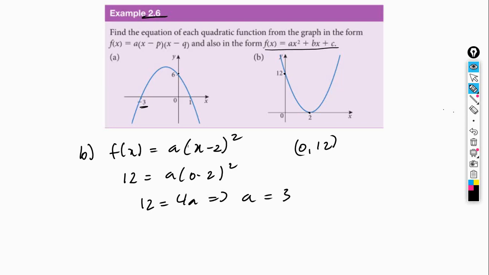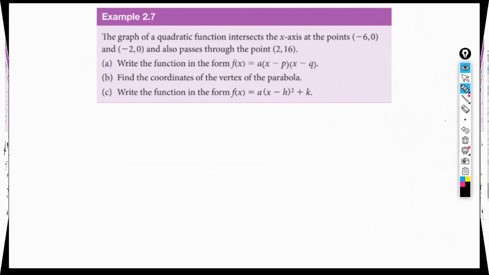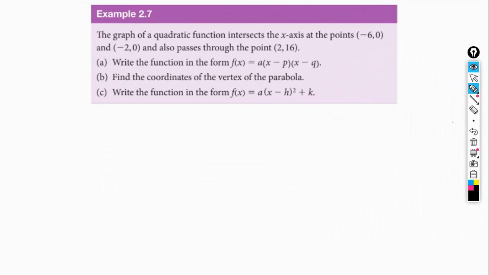And then finally, we have that the function is f of x equals 3 times (x minus 2) squared. And for the standard form, all we have to do is expand this, and we're going to get f of x is equal to 3x squared minus 12x plus 12. So we end this video with example 2.7, and it says the graph of a quadratic function intersects the x-axis at points (-6, 0) and (-2, 0), and also passes through the point (2, 16).